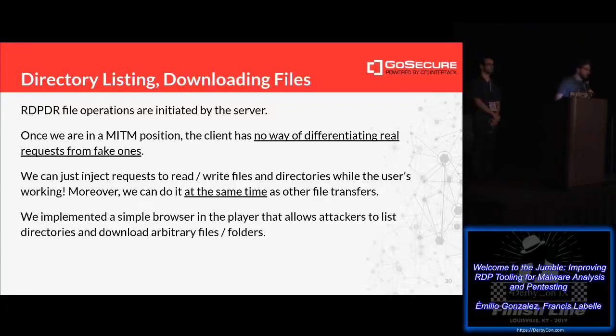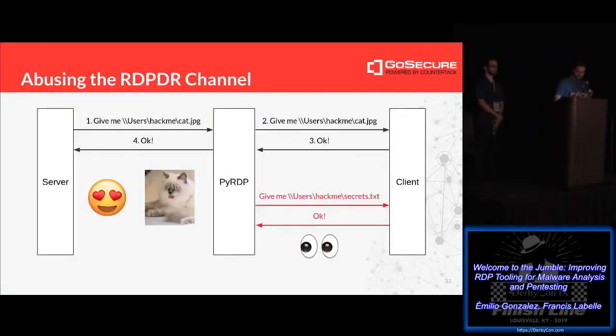We also have a little file browser in the bottom left of the screen. And basically, like Emilio said, all the file operations are initiated by the server. This means that as a man in the middle, we can just inject fake requests to read and write files to the client. And what we do with this is we can browse all their files that they shared through the shared drive feature, and just download anything that looks interesting.